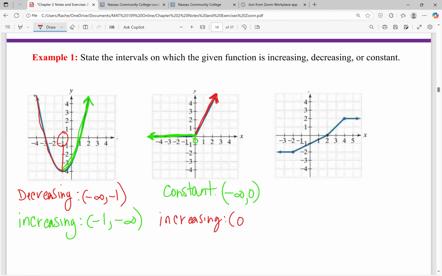Now we want to graph f of x, or y equals x minus 2. But it's only for values of x that are greater than negative 1.